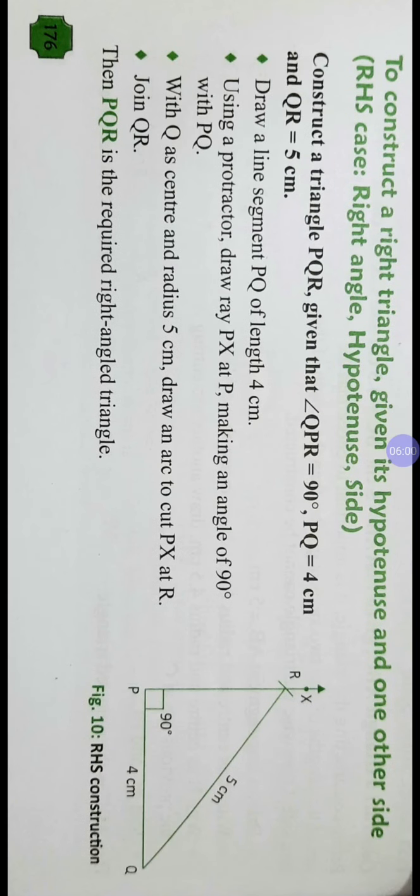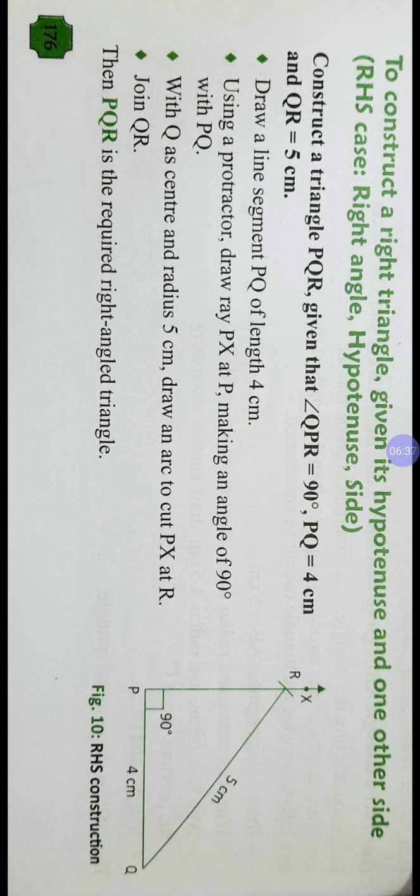Now let's move to the last part, that is the RHS case. RHS means right angle, hypotenuse and side. In this case we have been given a right angle, hypotenuse and a side. First of all we will make a base. PQ is 4 centimeter, so we will draw PQ as 4 centimeter. At point P we will make a 90 degree angle with the help of a protractor.